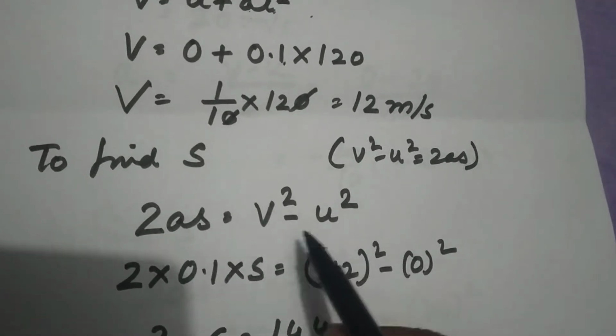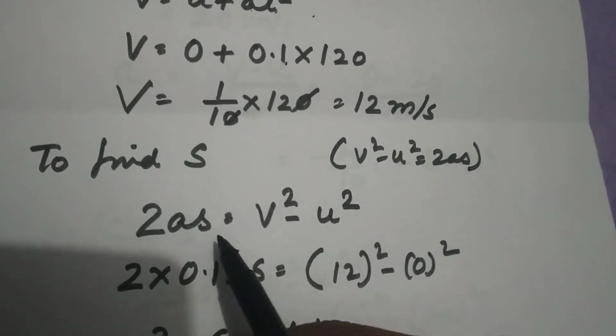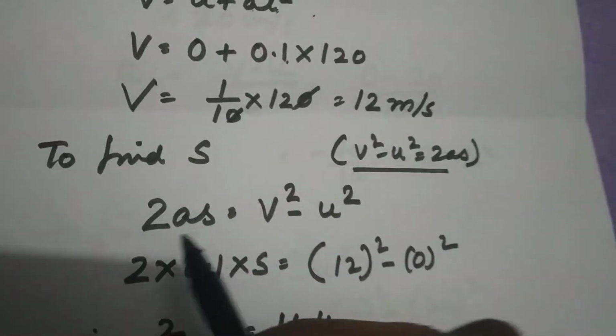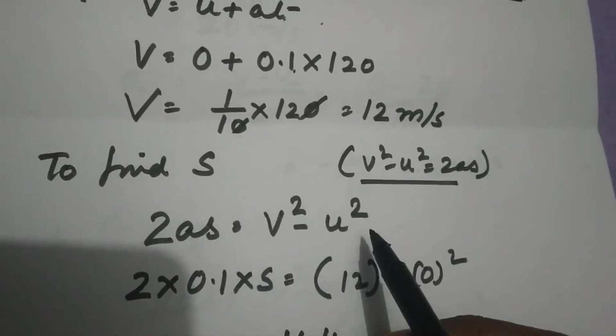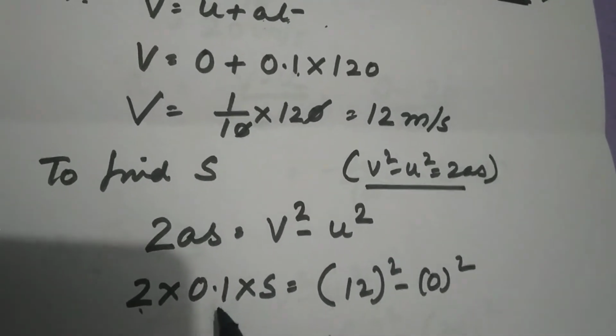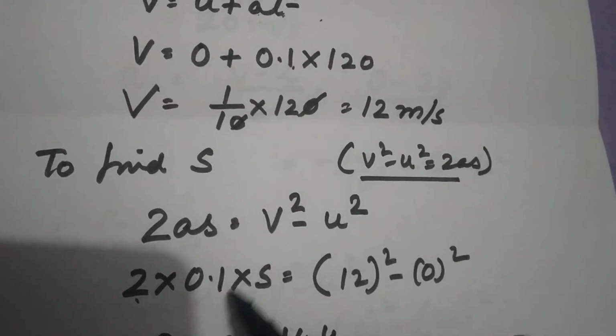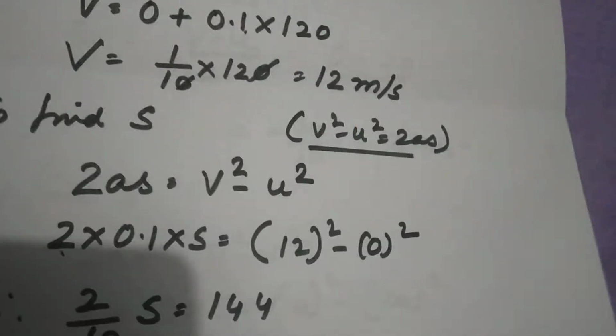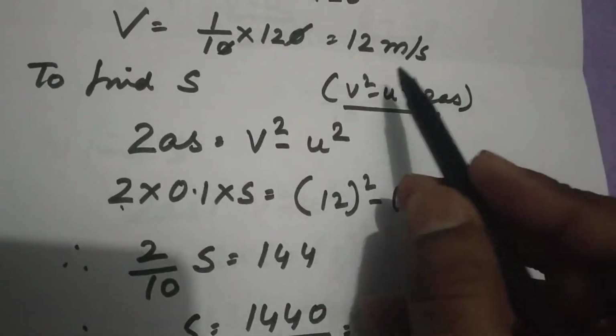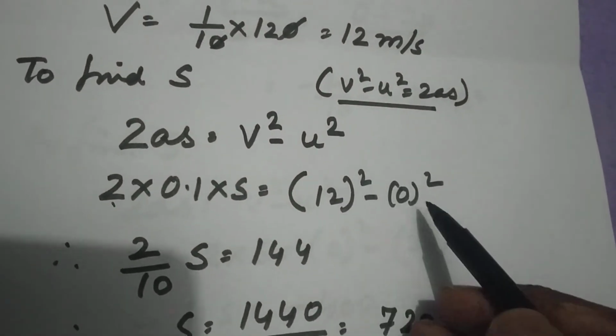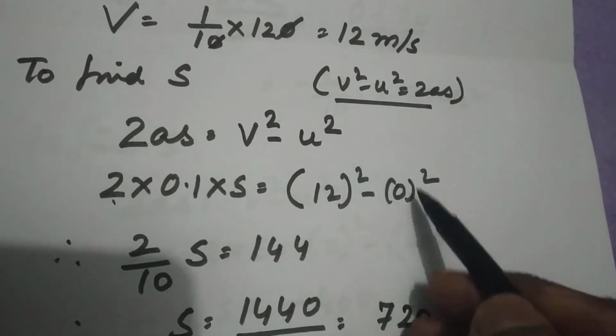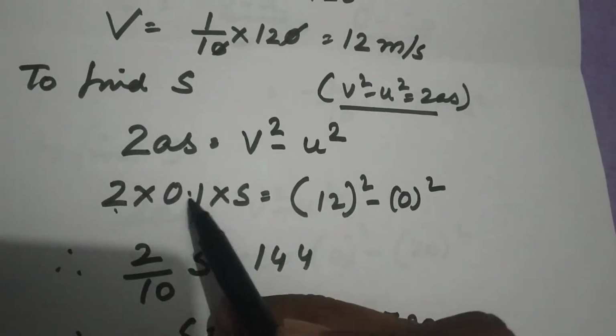So once you get a value of v, again what we can do, we can put in the third equation, 2as, the same way we can reverse the side. 2as is equal to v square minus u square. 2a. What is the a given? 0.1 into s is equal to, what is the v just now you found? 12 square. What was your u? 0. So 2 into 0.1, 0.2.